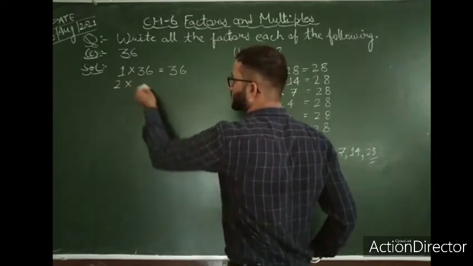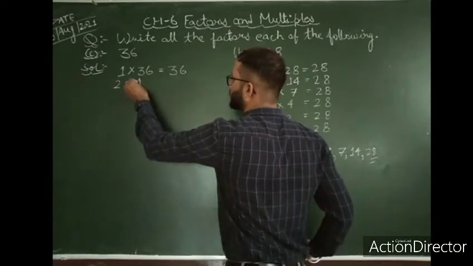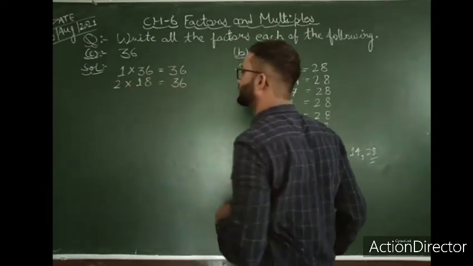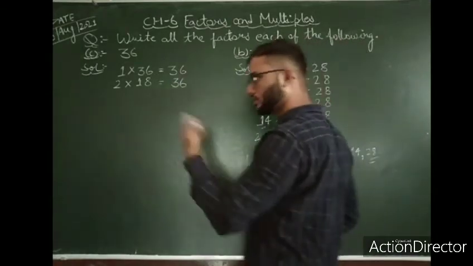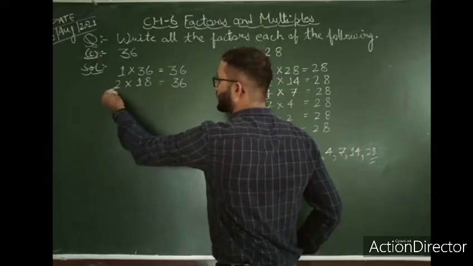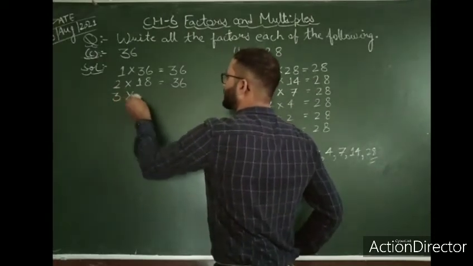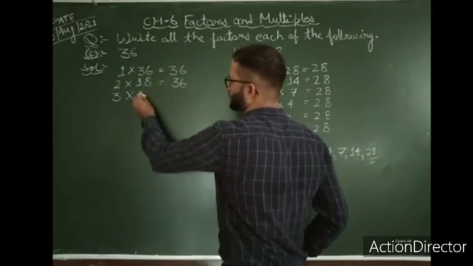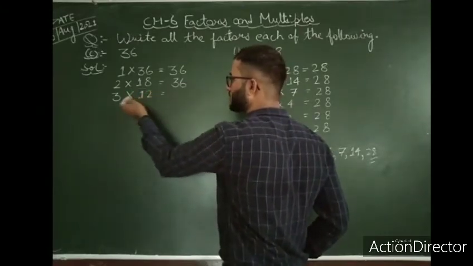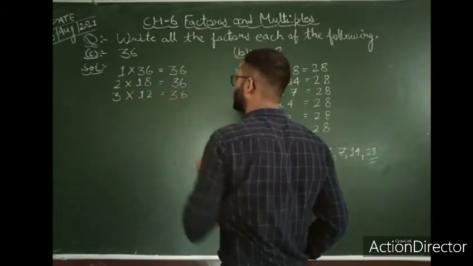Yes, 18. And you all know that 2 18s are 36 also. Now 3: divide 36 by 3, 12 times, and you all know that 12 3s are 36.